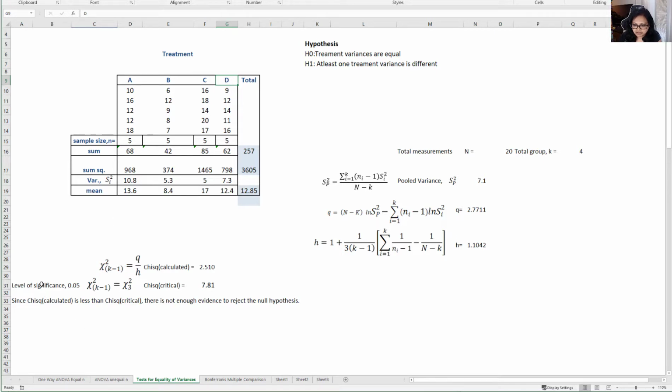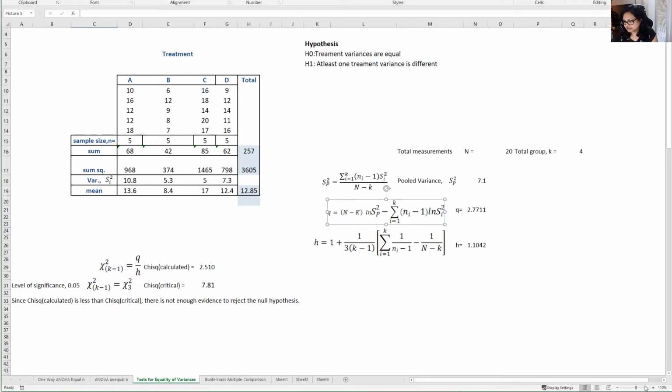And then based on the level of significance you are going to use, you can find the critical value for the chi-square test statistic, that's the one we have to use. So we say that in the chi-square test statistic, we have to use Q by H. But what is that Q? What is that H?